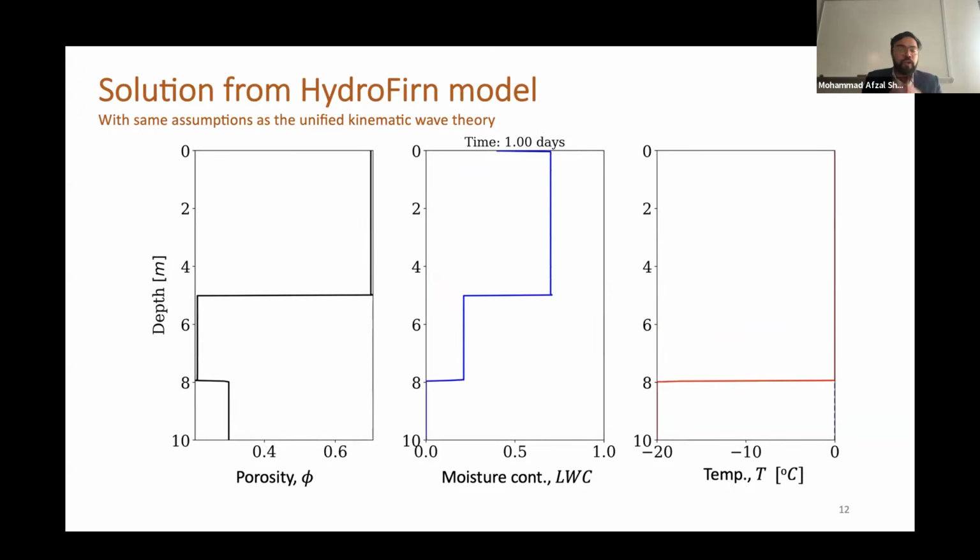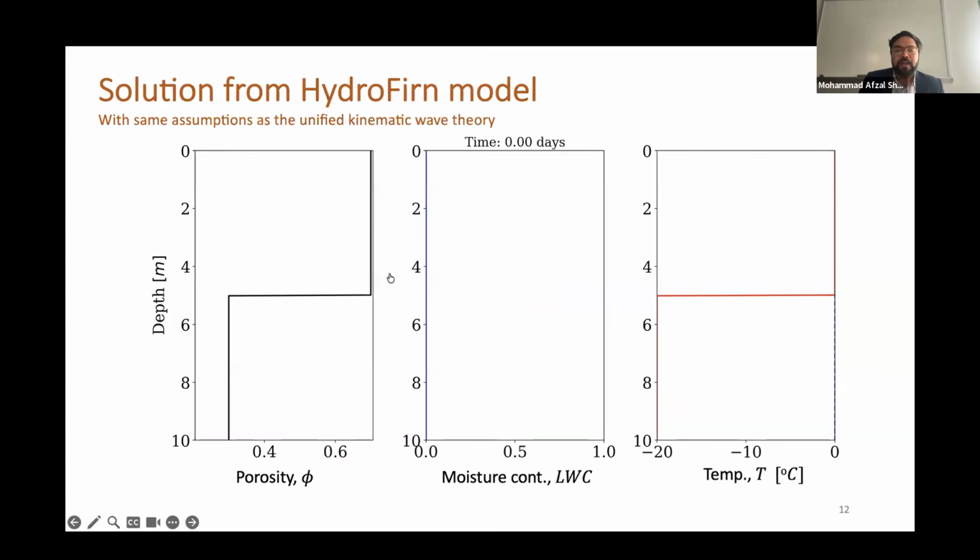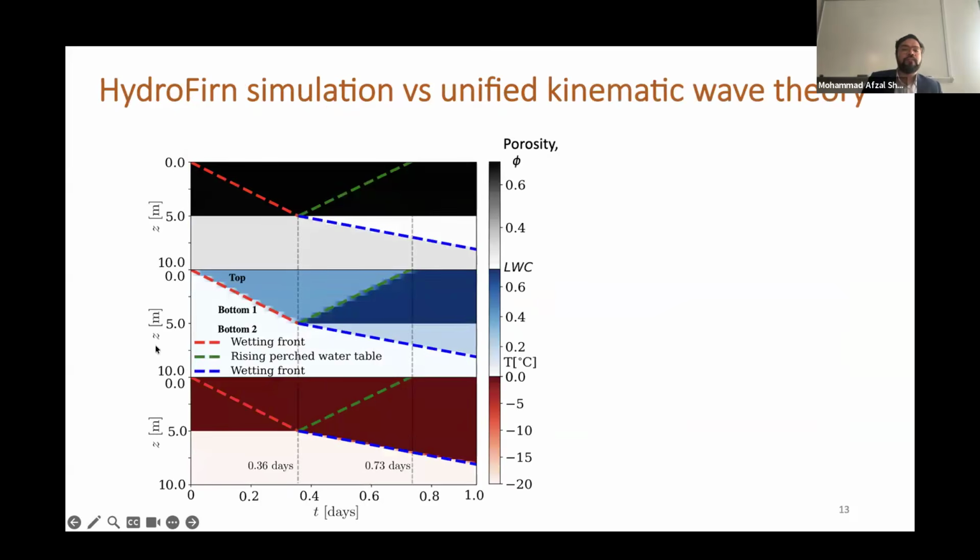All right, I know the video was fast, but if we combine all of these 1D results, we can make a depth versus time contour plot. Here you're looking at contours for porosity in black or gray color, blue for moisture content, and red for temperature. And I know it's three plots, but we will only focus on the moisture content here.